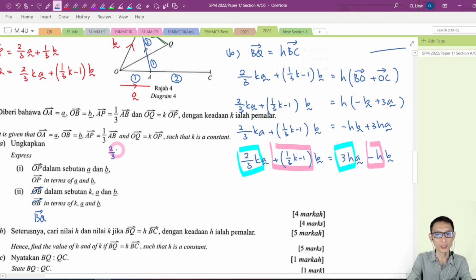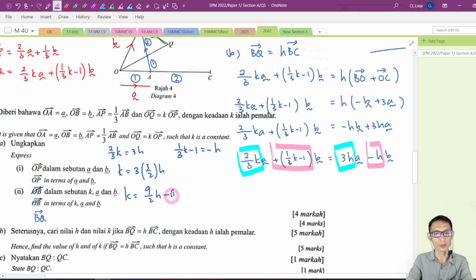2 over 3K is equal to 3H. And the equation is 1 over 3K minus 1 is equal to negative H. So from here, K is equal to 3 times 3 over 2H. 3 divided by 2 over 3 means 3 times 3 over 2. So K is equal to 9 over 2H. I'm going to bring this into here.